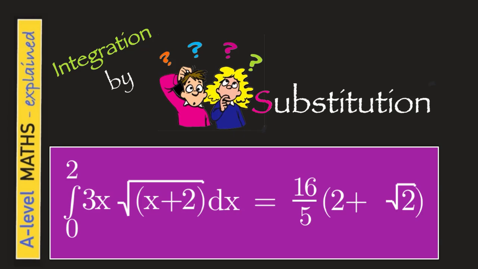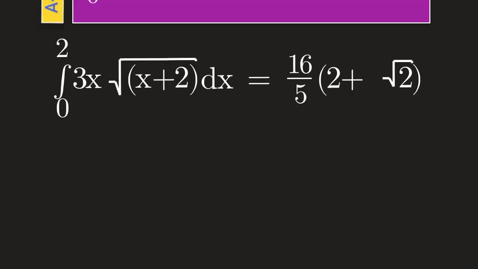This integral by substitution can be quite tricky, especially since it's a definite integral with boundaries from 0 to 2. So let's start. We need to show that the integral of 3x root x plus 2 dx is equal to this number over here.